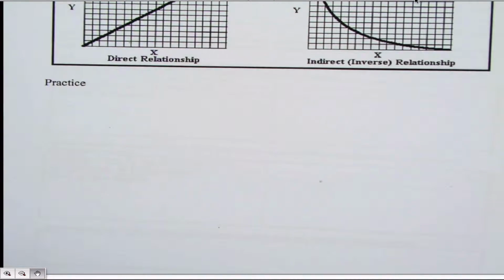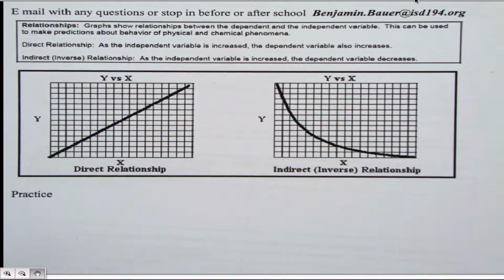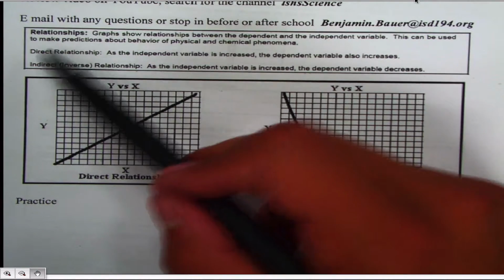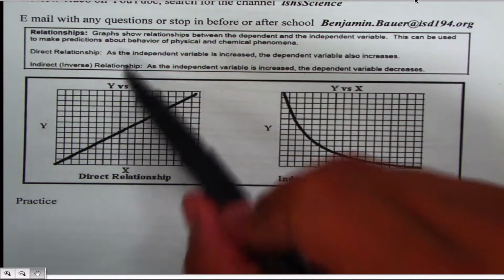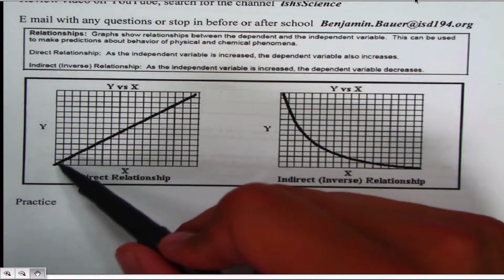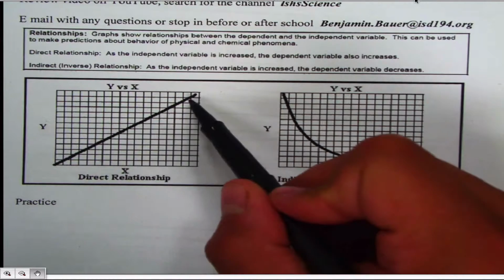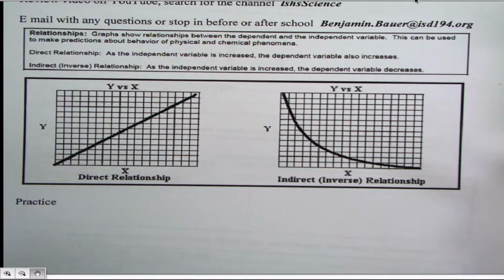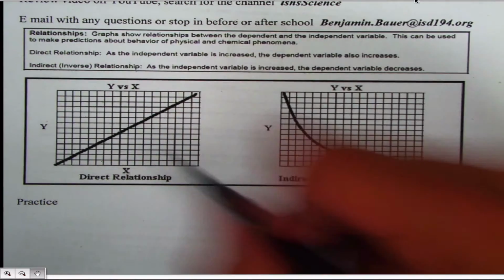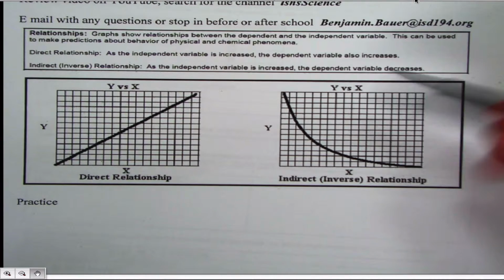All right. So when you have a graph, there's different relationships that go on. There's direct and indirect relationships, and they're normally represented in graphs. So for example, direct relationships is basically as one goes up, the other goes up, or as one goes down, the other one goes down. So an example would be this one, so as one goes up, the other one goes up. Or you could say as one goes down, the other one goes down. So it's either going to look like this, or it could really look like the opposite way too.